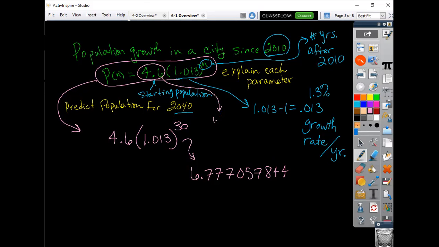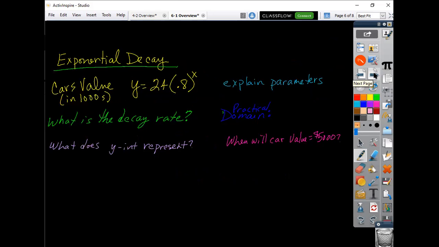A lot of times this is either in thousands or millions, whatever the units are in this story. I don't think I wrote it down here, whatever was probably in the original problem, but this new number here, 6.77, would be in those units. I think that might be almost it.